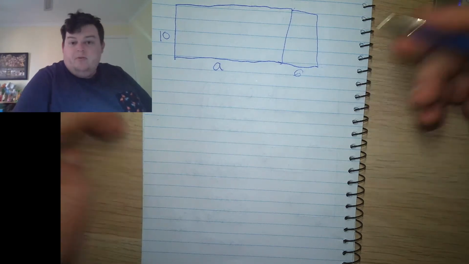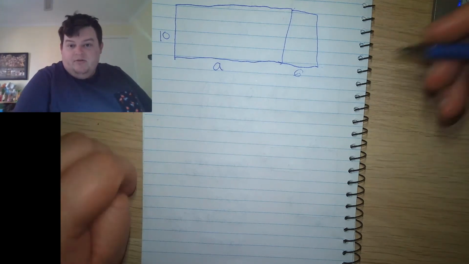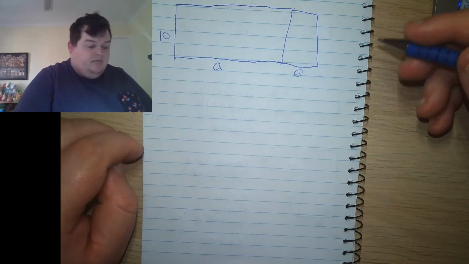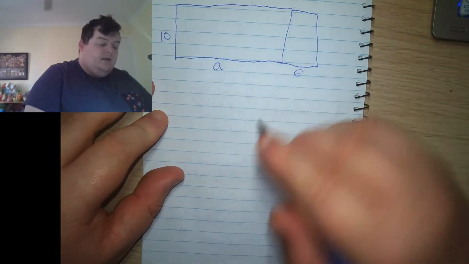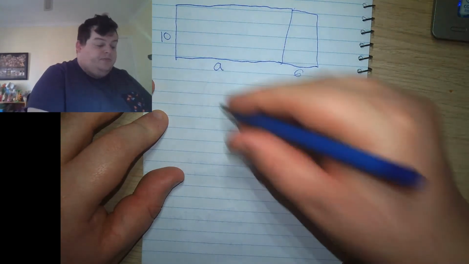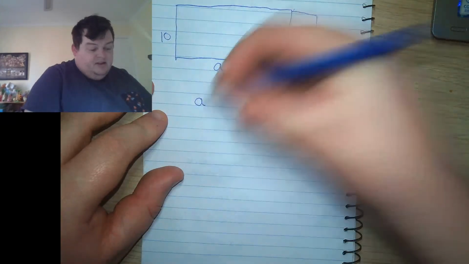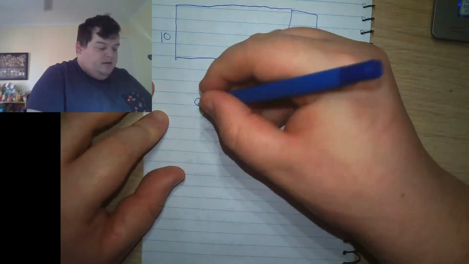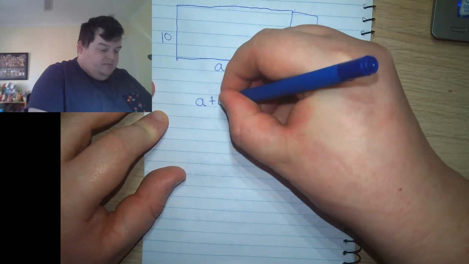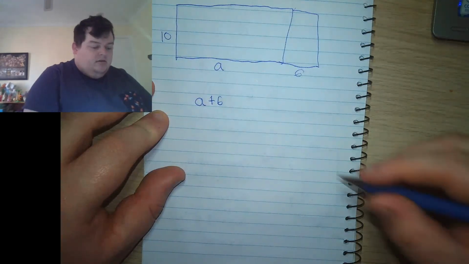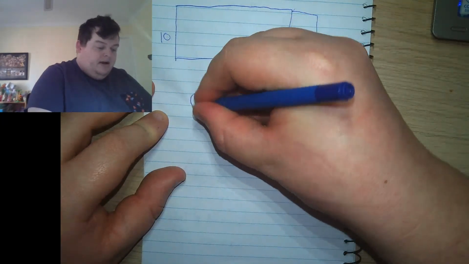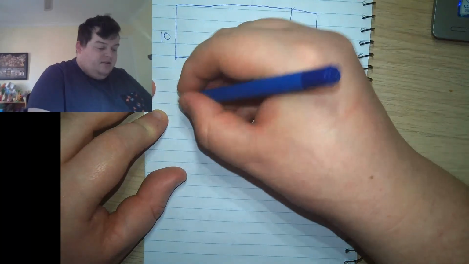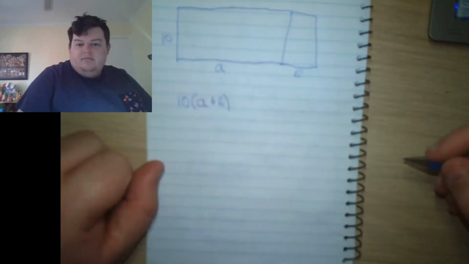Okay, so pause the video and give it a go if you think you can do it on your own. If not, I will do it now. So this side of the rectangle is however many seats we had first, which is A, plus the additional 6 seats, multiplied by how many banks of seats there are, in which case there is 10.